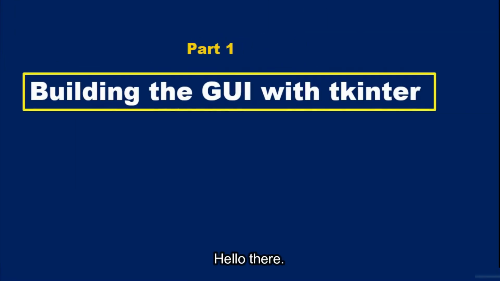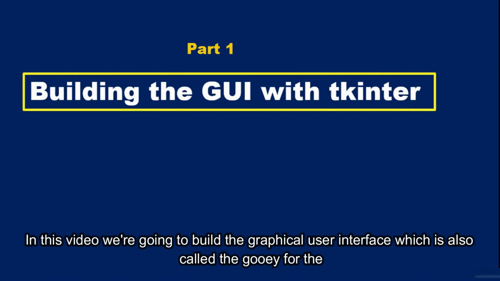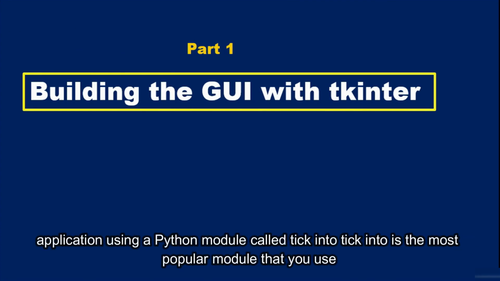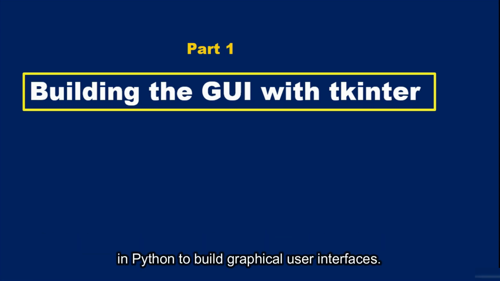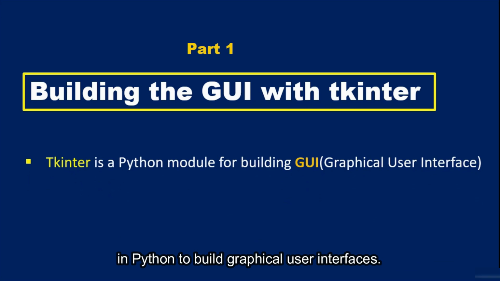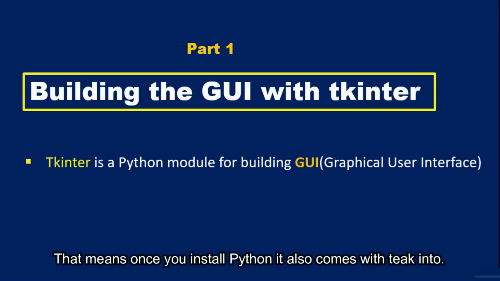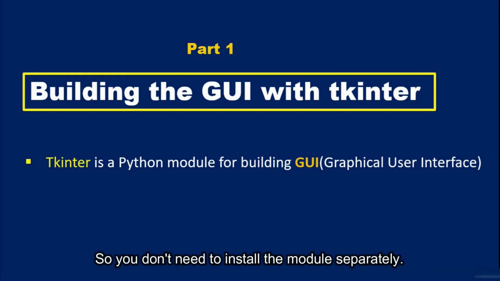Hello there. In this video, we're going to build the graphical user interface, which is also called the GUI, for the application using a Python module called tkinter. Tkinter is the most popular module that you use in Python to build graphical user interfaces. It comes pre-baked into Python. That means once you install Python, it also comes with tkinter, so you don't need to install the module separately.